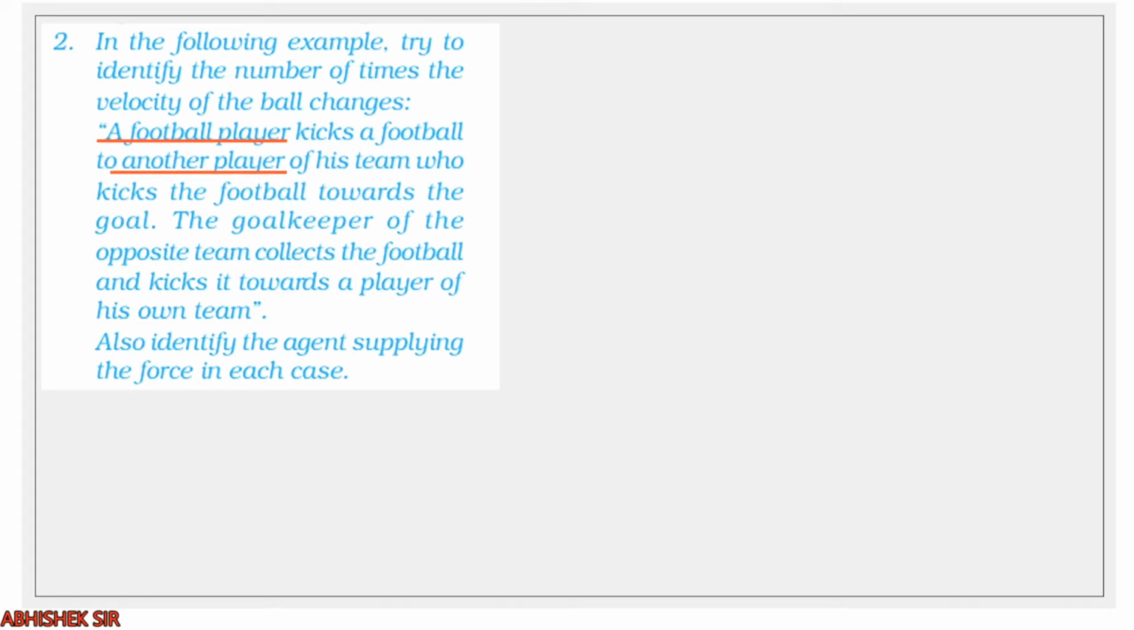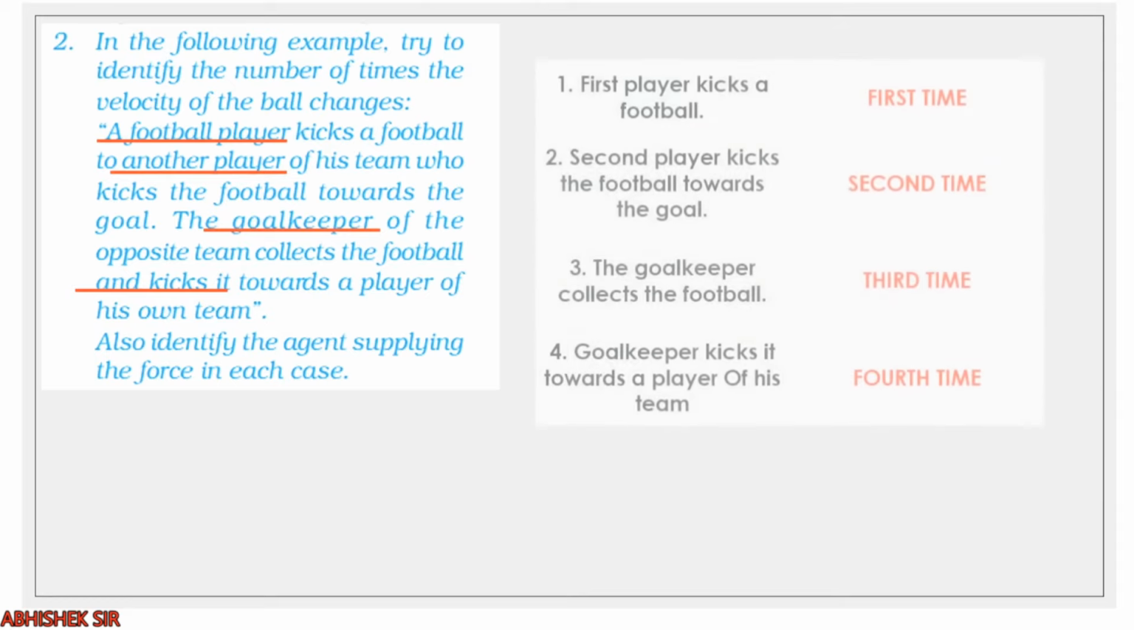Now the goalkeeper of the opposite team collects the football. So here the velocity changes for the third time by the goalkeeper, and now the fourth time, the goalkeeper kicks it towards a player of his own team. So here the goalkeeper again is the agent and now he's kicking the football towards a player of his own team. So you can see there are many different agents and four times the velocity of the ball is changing.